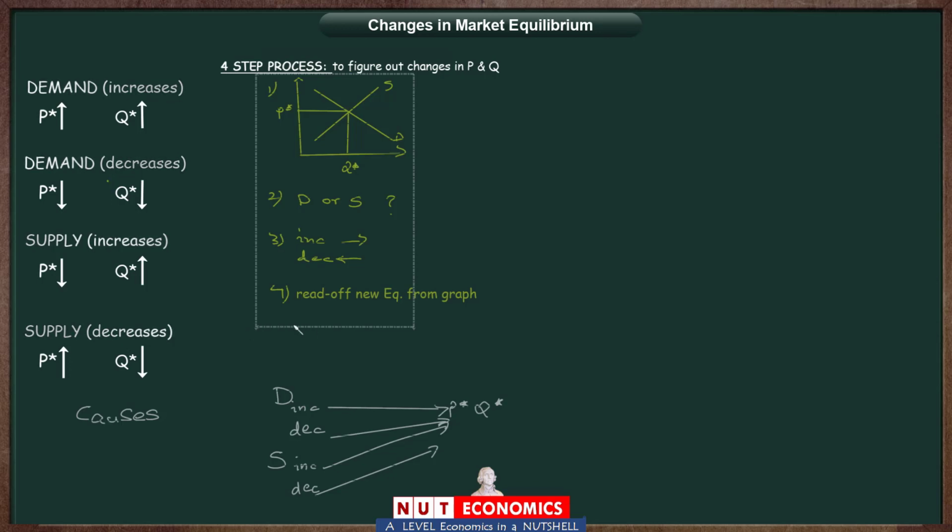He's not simply going to tell you demand is increasing, what happens. He's going to give you different scenarios, different graphs, and he's going to complicate things a little bit and check your understanding of changes in market equilibrium and whether you can figure out how price and quantity change. But in all of the complications that the A-level exam tries to create, this is basically the skill that is required. If you can work out this 4-step process, then all the complications become very, very easy.